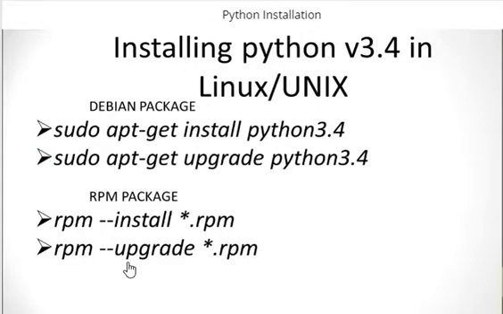And just so that you know what this command means, sudo means super user do. Just as we have administrator in Windows, the same way Linux has its own administrator, which is known as super user, and you need to have root access in order to do that. So: super user do apt-get install python3.4. That is if you have a Debian package.